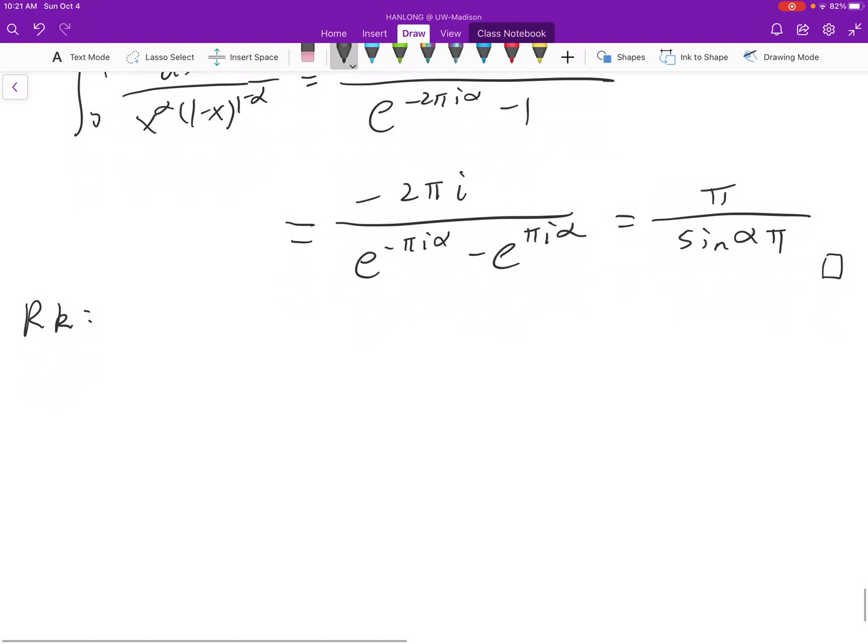And it's easy to see when alpha is 0 or 1, the integral by the formula goes to infinity, blows up, because sine alpha pi is 0. Okay, I will stop here this time.